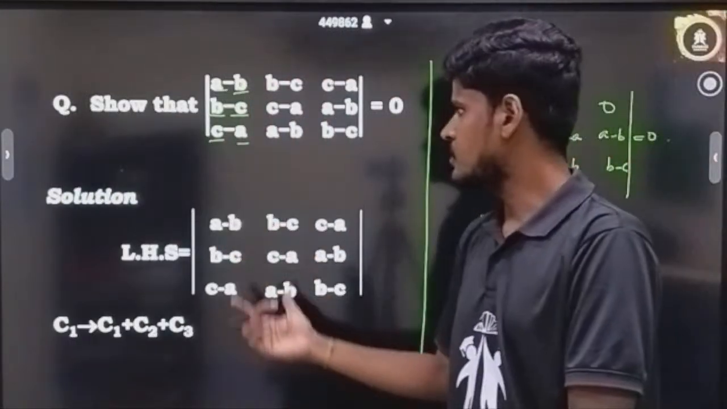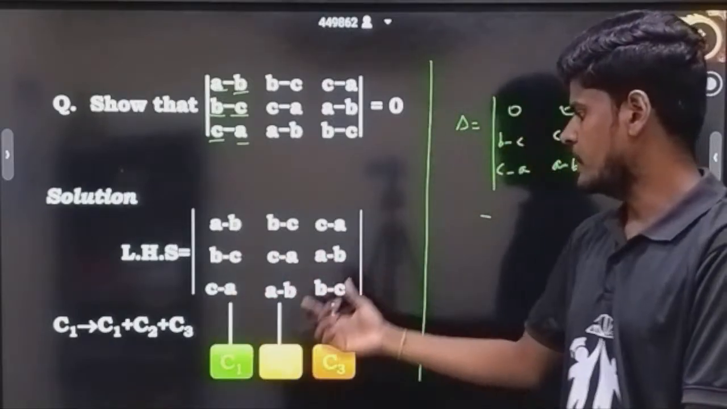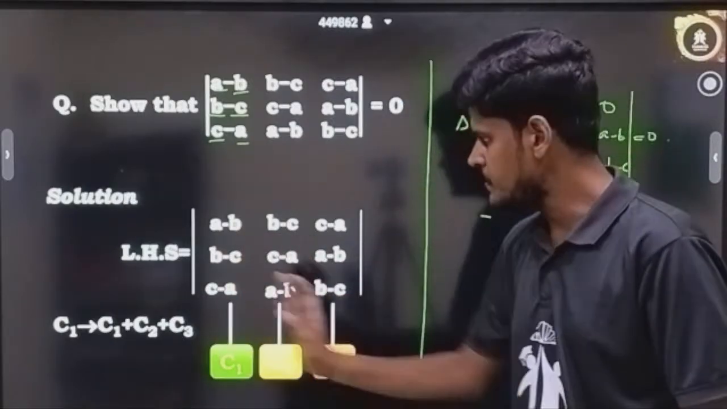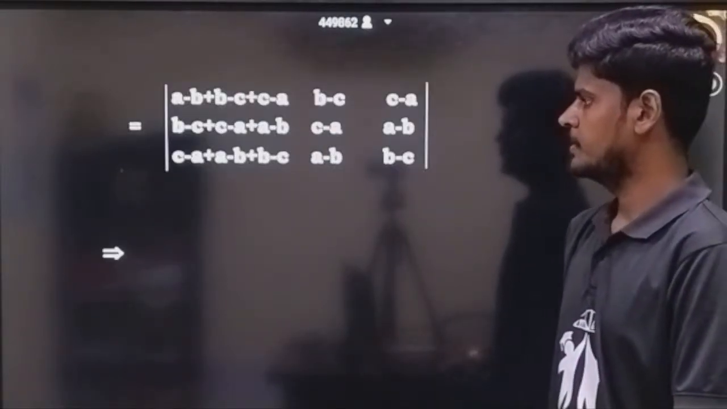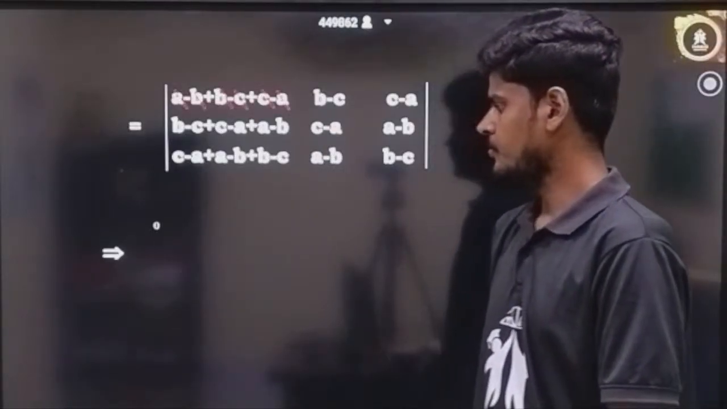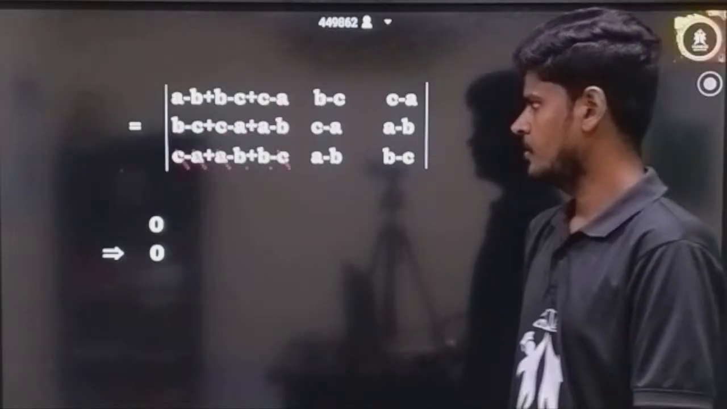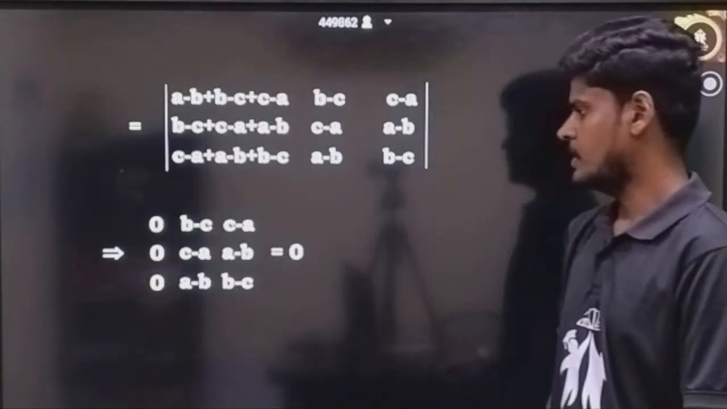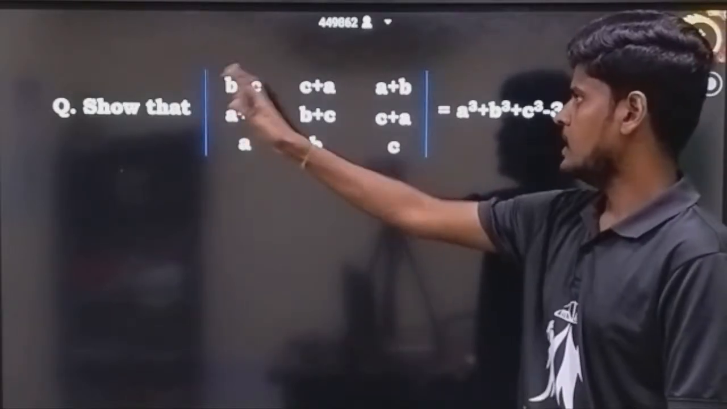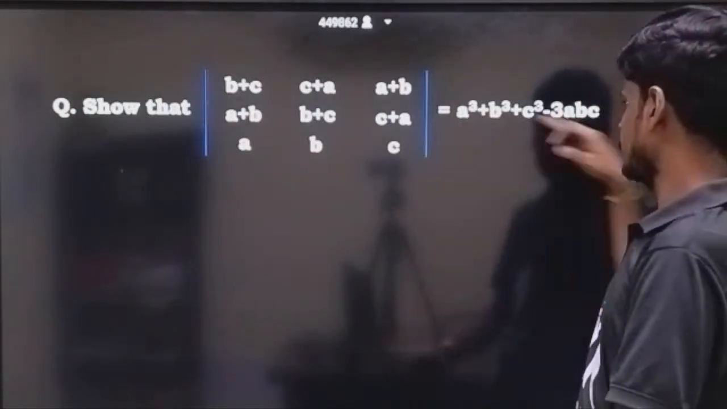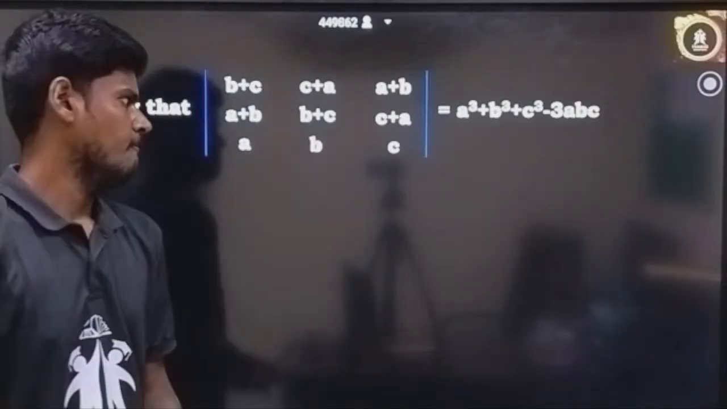So here the matrix is this one, value of determinant while expanding. If we add all the columns, the first column will become 0. So what is the final answer? It is 0. Next question. Show that the expansion of this determinant is a cube plus b cube plus c cube minus 3abc.